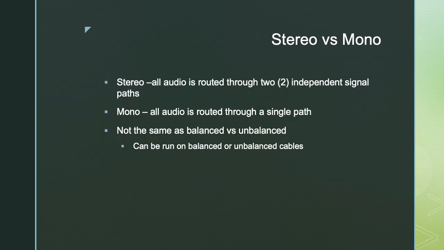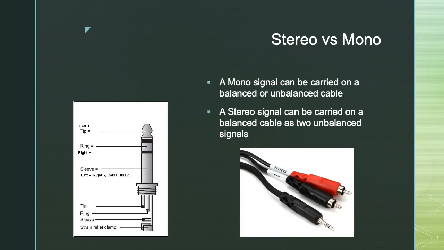A stereo signal is when all audio is routed through two independent signal paths. Mono signals are where all audio is routed through a single signal path. This is not the same as balanced versus unbalanced, as either can run on balanced or unbalanced cables. A mono signal can be carried on a balanced or unbalanced cable. A stereo signal can be carried on a balanced cable as two unbalanced signals, or on two balanced cables.